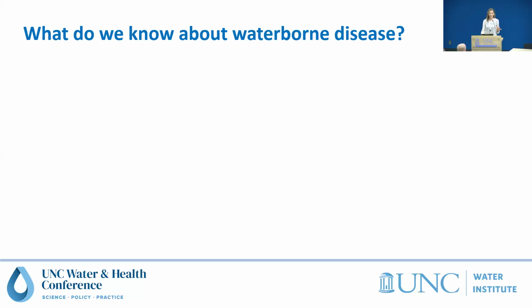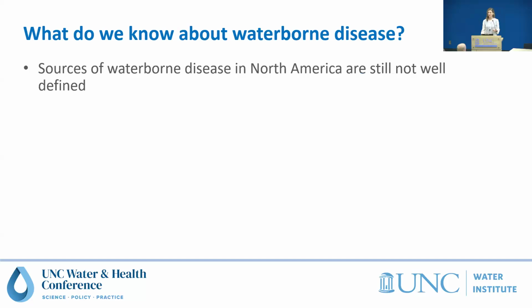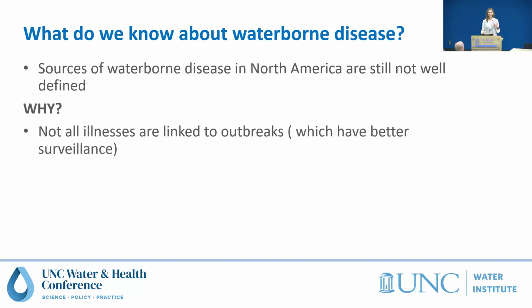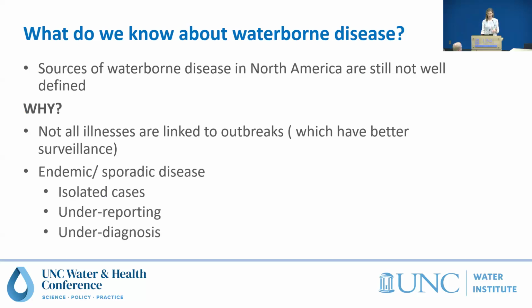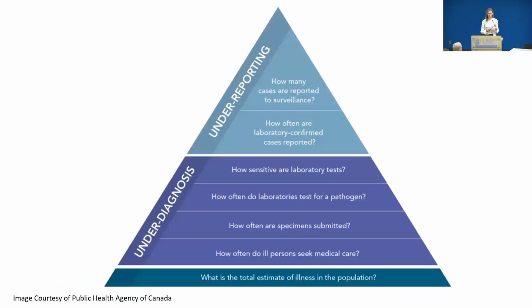So what do we know about waterborne disease in high-income contexts like the United States? Well, actually, the sources of waterborne disease are not really well defined. And why is that? Not all these illnesses are linked to outbreaks where we have great surveillance. And so we have what we call endemic and sporadic cases of disease that go isolated, and they're underreported and underdiagnosed.